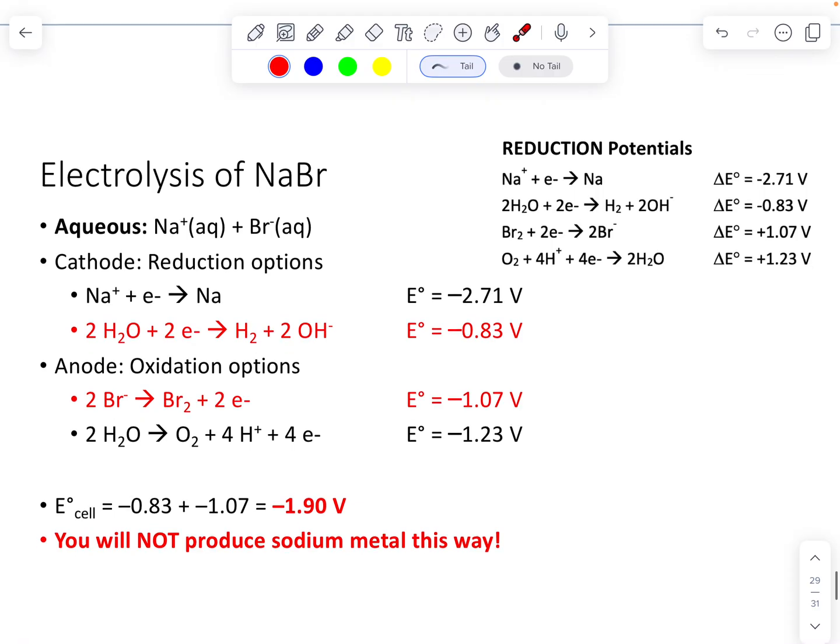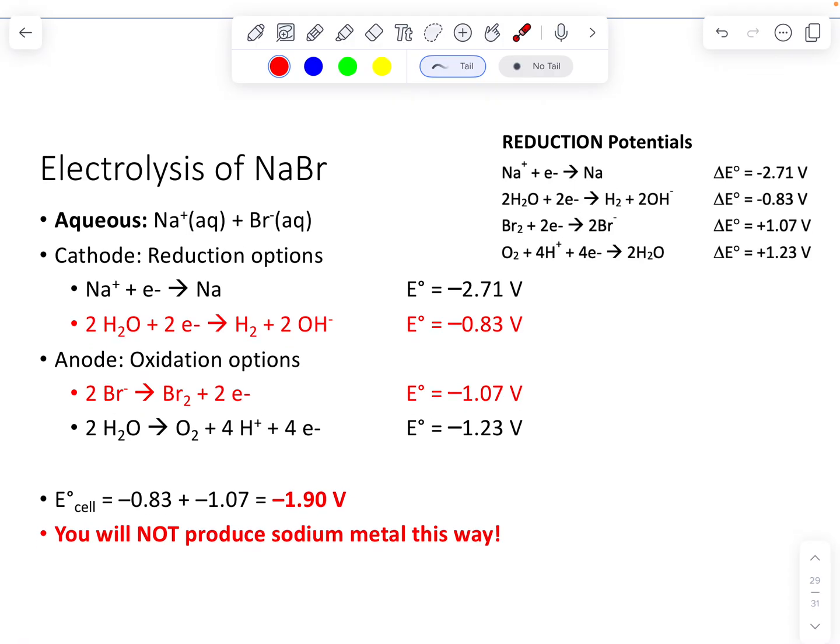And so if we did electrolysis of sodium bromide, we actually wouldn't get sodium. We would produce hydrogen gas and bromine as our elements. So while this is an easier process because you don't have to be at high temperatures, you're not guaranteed to get the elements that you think you're going to get because water is there as well.